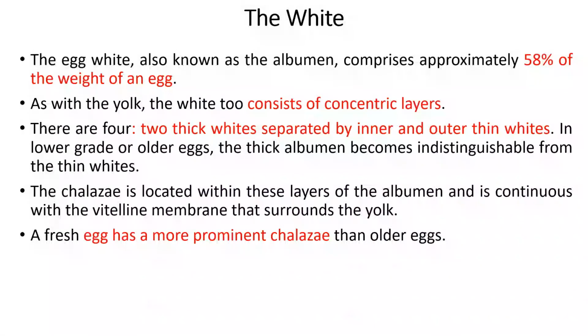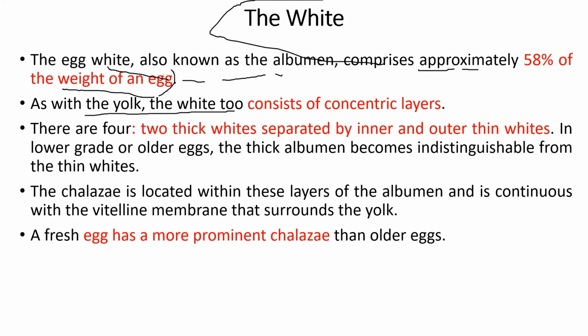So moving on, talking about the white part. The egg white, also known as albumen, comprises approximately 58% of the weight of the egg. So this is the heavier part, comprising the maximum part of an egg. As with the yolk, the white consists of concentric layers as well. There are four layers, which are two thick whites separated by inner and outer thin whites.